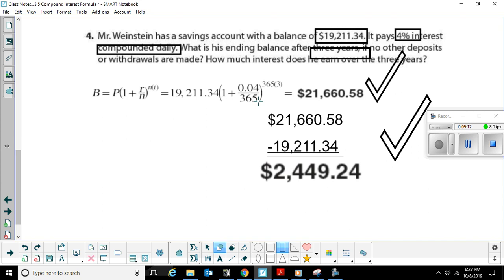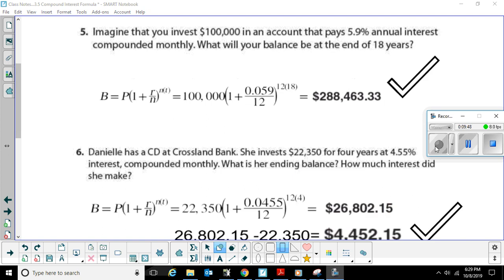So number crunch. We know that we have to do this for 3 years. That goes in my exponent. So that means I am looking in 3 years to have a balance of $21,660.58. But the question is, how much interest will he earn? Well, here's what I'm going to do. I'm going to start with what I invested, and I want to find out the difference between what I invested and what I now have. And we see that's $2,449.24.